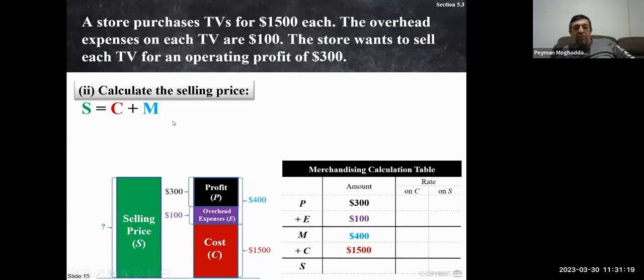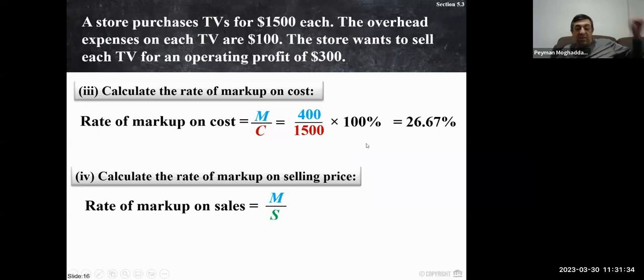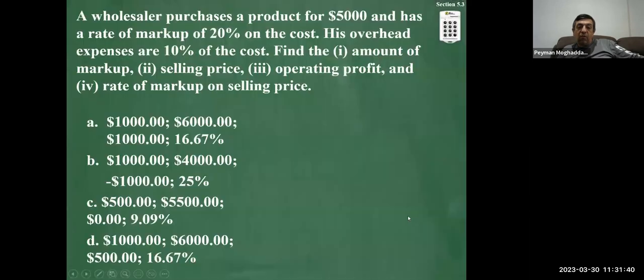Selling price is going to be markup plus cost. Cost is 1,500 plus markup 400. It's going to be 1,900. And now markup on the cost, markup is going to be 400 divided by cost, 1,500. It's going to be 26.67. Markup on selling price is going to be 400 divided by 1,900 times 100, which is going to be 21.05. Okay. Yeah, you're right. So let's do another example here.